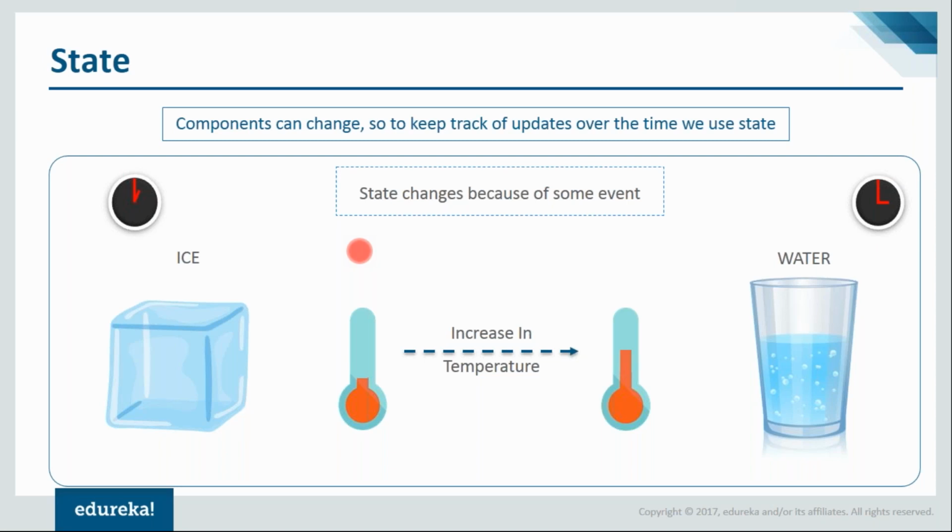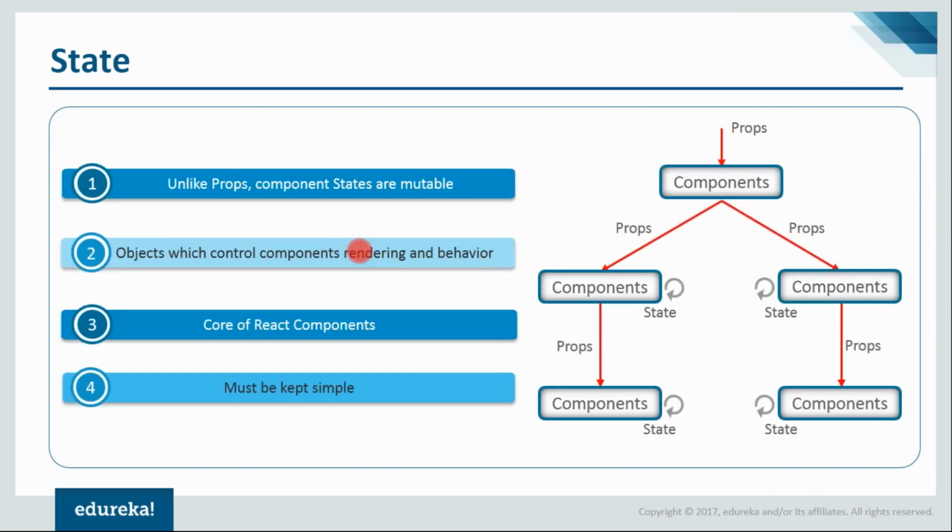So state is thus a very important aspect of components. And the important aspect with components is that since they can change, it will keep track of all the updates that are made. So in memory, it would store all the previous state, and whatever future states are there, those will also be stored in memory. Okay. And speaking of more details about state, I already told you that component states are mutable. Okay, that means the data can be updated and it can be changed. And these state objects are the ones which control the rendering and the behavior of your components.